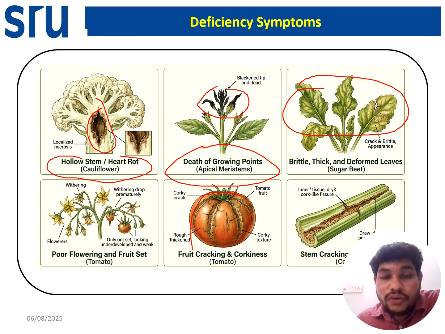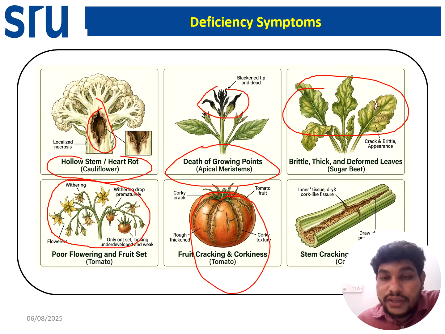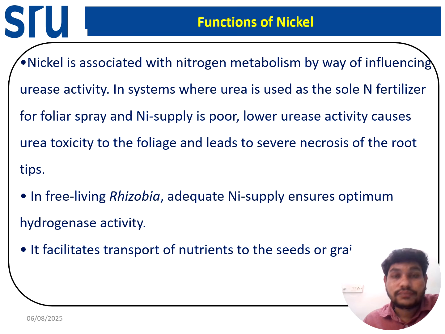Cracking in tomatoes, even in apples, and in sugarcane, many stems. This is withering of the leaves, then poor flowering and fruit setting. Corkiness inside the stem, this corking feature we'll see. So boron also plays a major role in fruit setting and flowering.